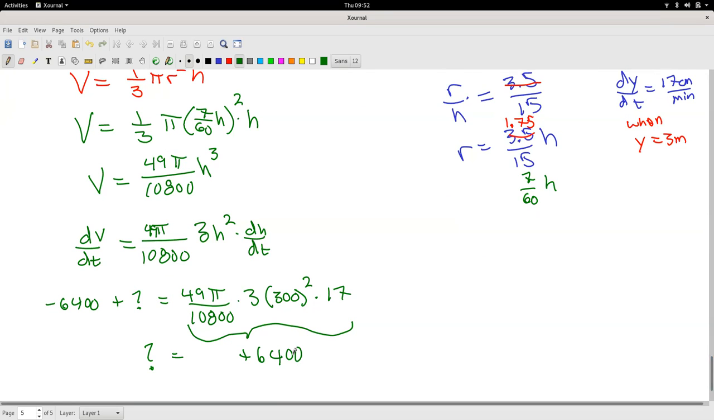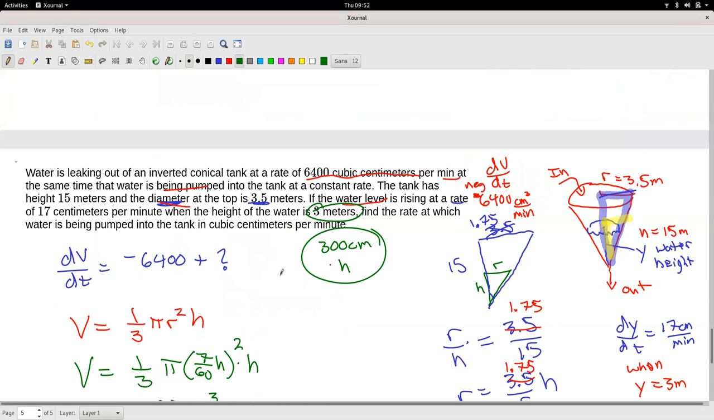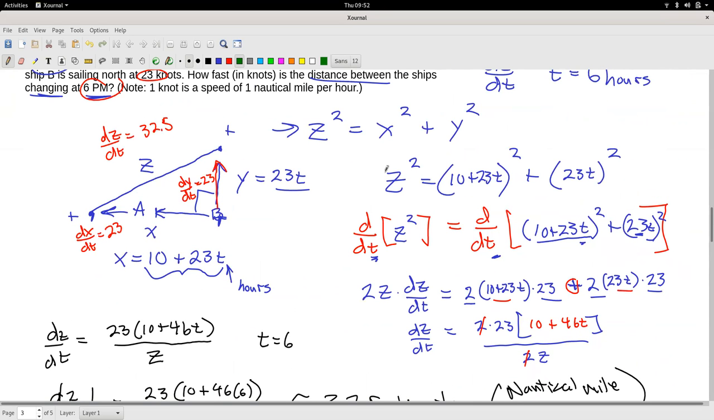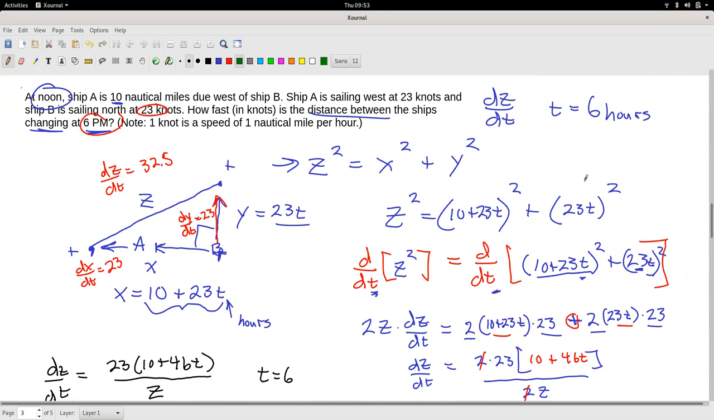So these problems are challenging. We've got to definitely take careful notes about the things that we're given, and we have to find some kind of an equation. And sometimes we got to modify that equation a little bit, like we had to do in this case here. We had to do that back here where I replaced the x and y with functions of t. All right, so these are definitely tough problems.